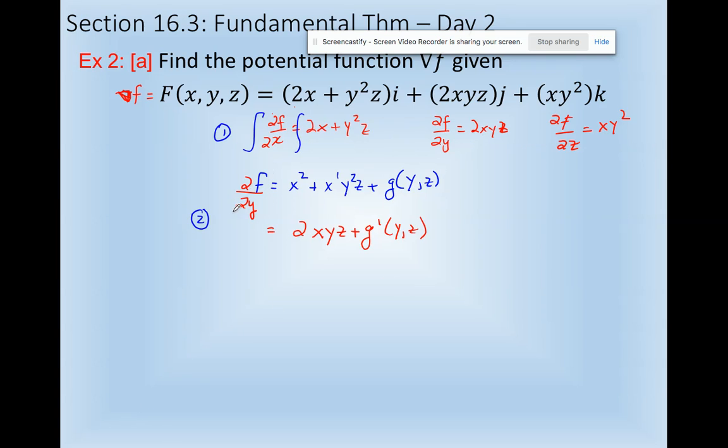This is partial f, partial y. This is partial f, partial y. Substitute. 2xyz is equal to 2xyz plus g prime, so 0 is equal to g prime. But I don't want g prime, I want g. What do I do?